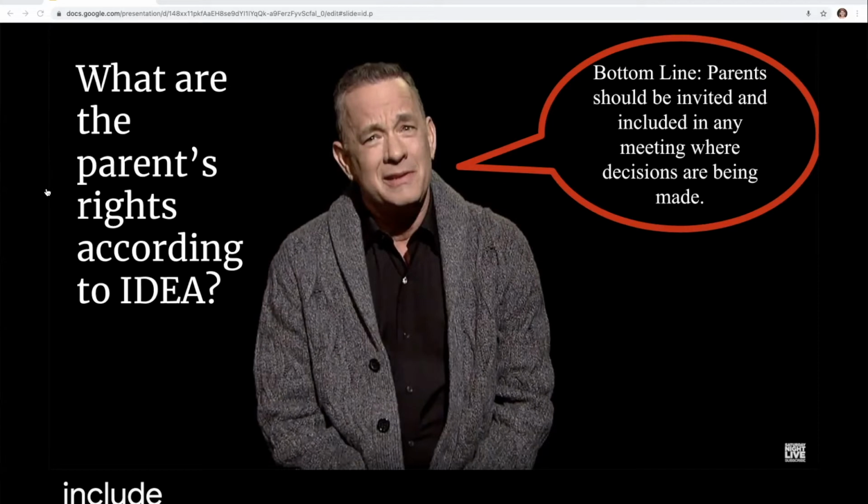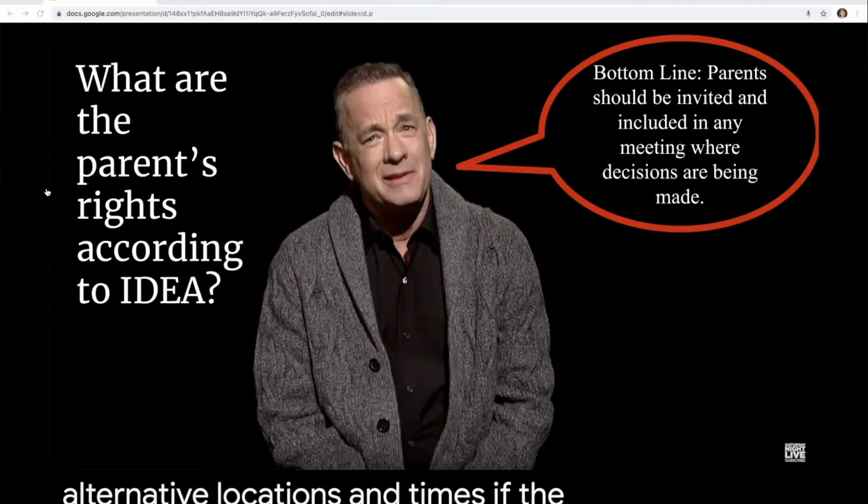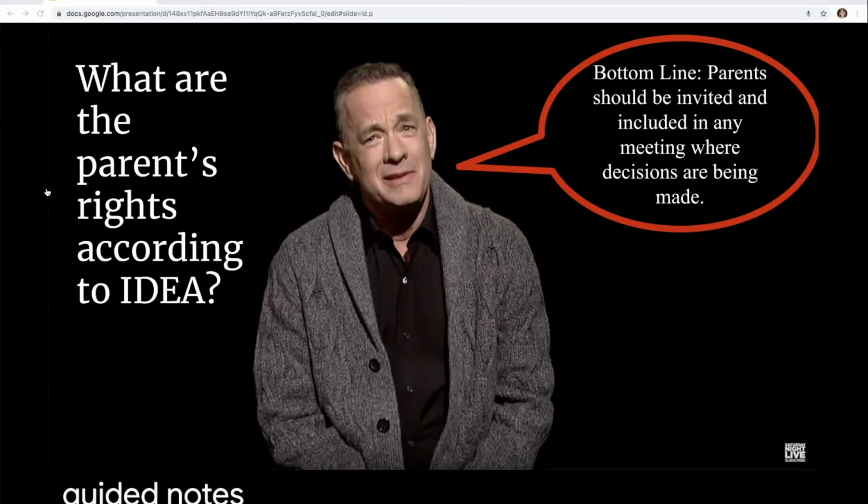This could include a telephone call, virtual meeting software, alternative locations and times. If the parent is unable to attend the meeting in which placement decisions are being made, the school must document the attempts to provide the parents with access to the meeting. So go to the article and take about 3 minutes to read it. Then write in your guided notes one strategy you plan to use in your next meeting. Go ahead and pause the video now and complete the activity.